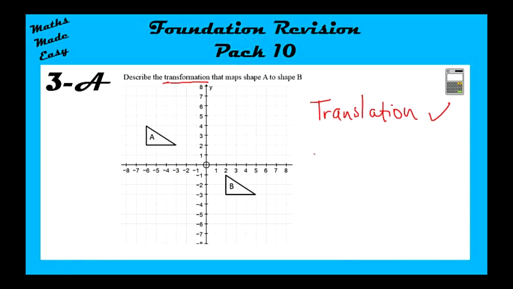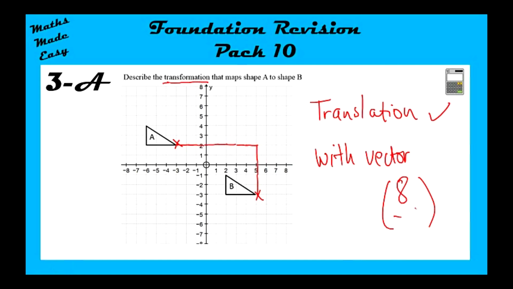So translation. Now we need to give the vector that it was translated with, so translation with vector, and then we need to make that decision. So pick a point on the shape. I'm going to go for this bottom right one here, and the same point on the other shape, and it's crucial that it's the same point. And let's work out what happened. So it went 1 square right, 2, 3, 4, 5, 6, 7, 8 right, and then 1, 2, 3, 4, 5 down. So that's a vector 8, and then negative 5.